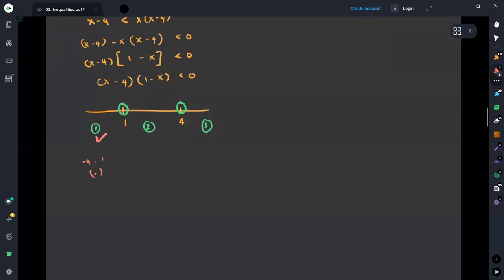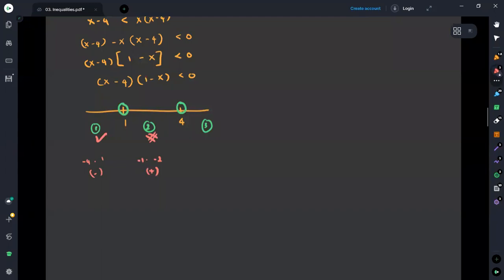But if you substitute a value from region number 2, if you take a value in between 1 and 4, I will take the value as 3. If you substitute 3, then we'll get 3 minus 4, which is minus 1, times 1 minus 3. 1 minus 3 itself we'll get as minus 2. Here we are getting a positive value. Therefore, the second region is not a possible region for this inequality.